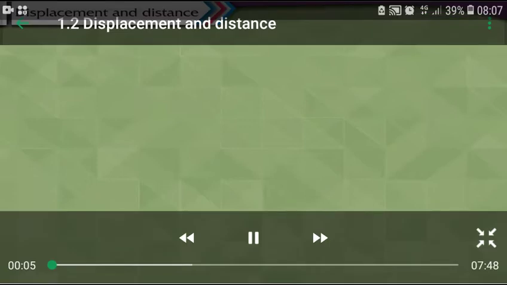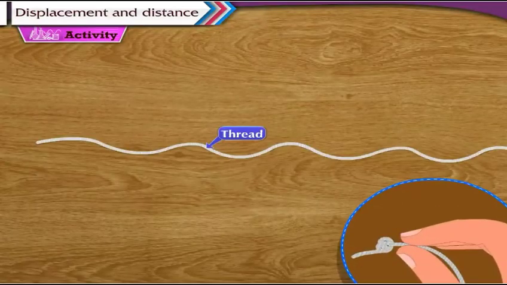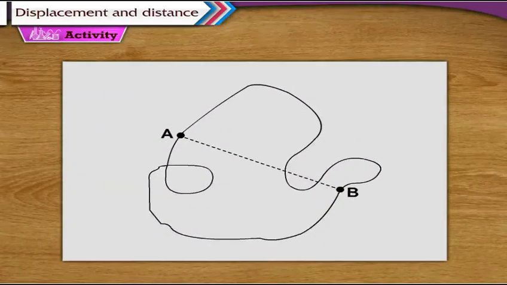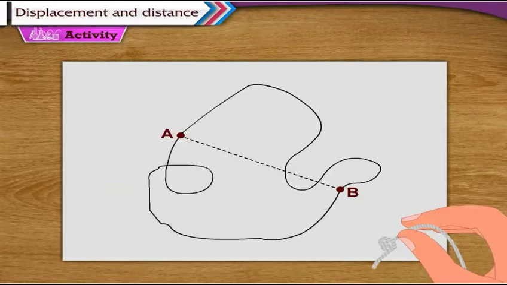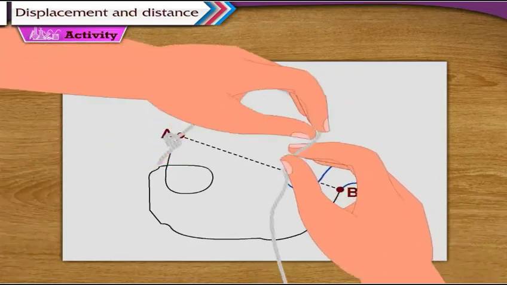Let us perform an activity to understand about displacement and distance. First, let us take a thread. As shown in the figure, let us measure the distance from A to B using this thread. First, in this way. Put a mark on the thread that is required to measure this distance with a blue ink pen.